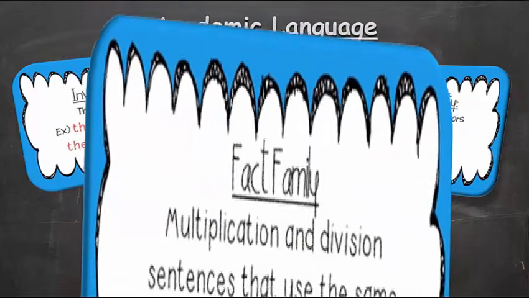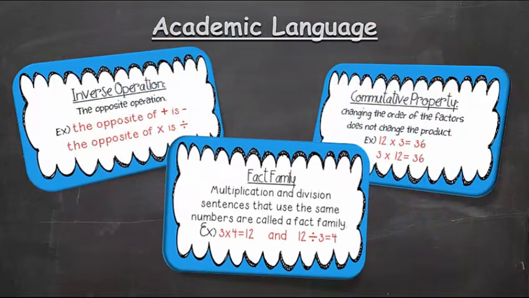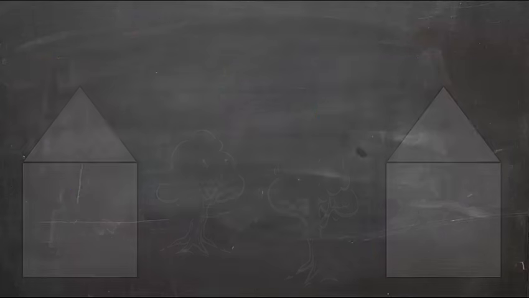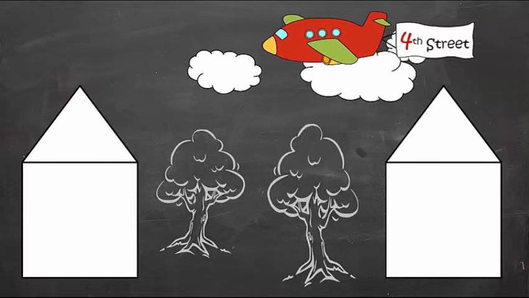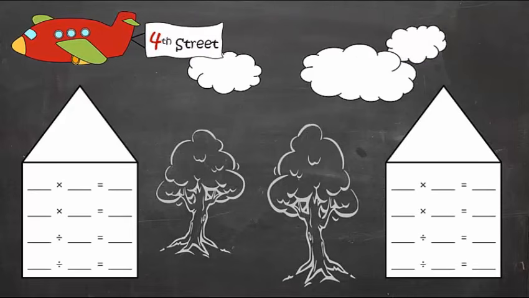Finally, we have what we call fact family. Multiplication and division sentences that use the same numbers are called a fact family. For example, the numbers 3, 4, and 12 can all be used to make the number sentences 3 times 4 equals 12 and 12 divided by 3 equals 4. Today we're going to talk about fact families. Here we are on 4th Street where we find families of 4s.